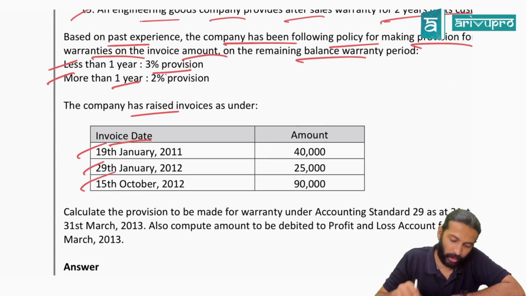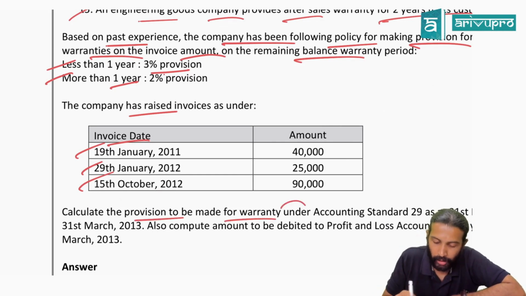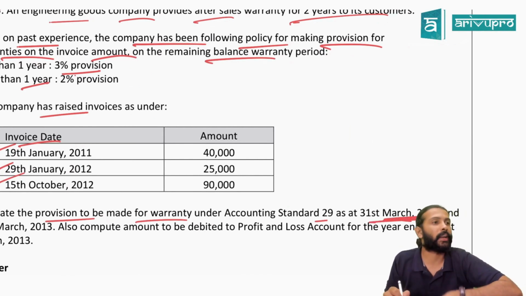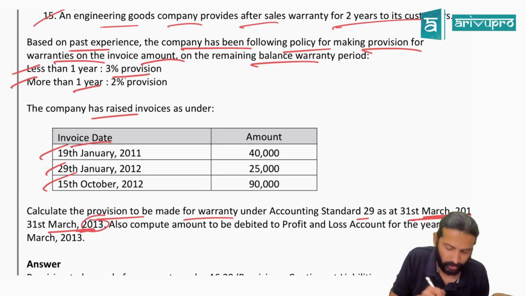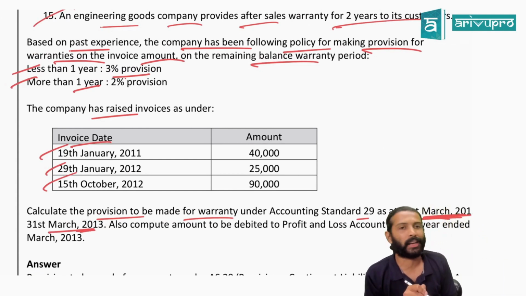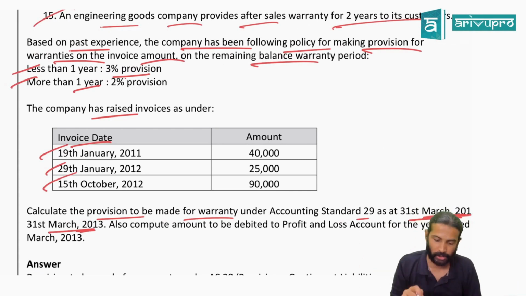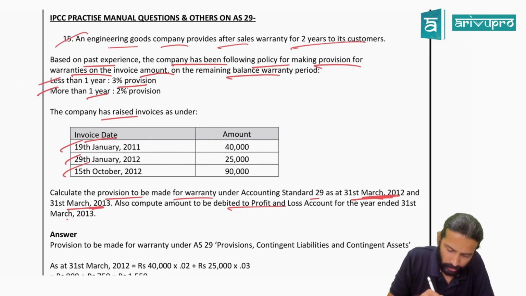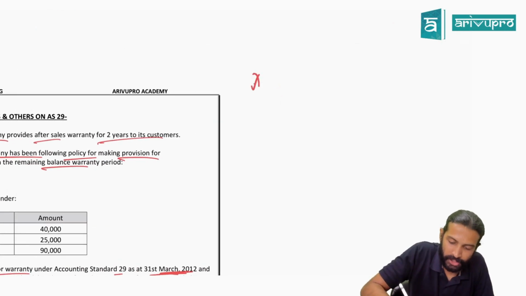Check what is the requirement. Calculate the provision to be made for warranty under Accounting Standard 29 as on 31st March 2012 and also on 31st March 2013. They're asking you provision balance on 31st March 2012 and 31st March 2013. Both the years. Fine now. Also compute amount to be debited to P&L for 31st March 2013. We'll come to that. First, as on which date they're asking, sir?